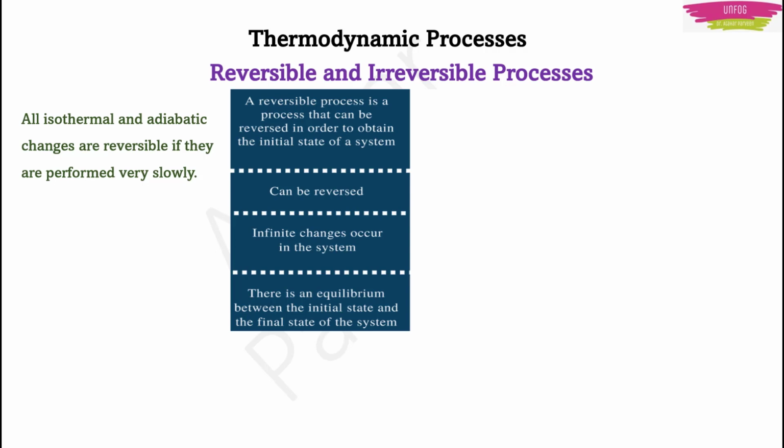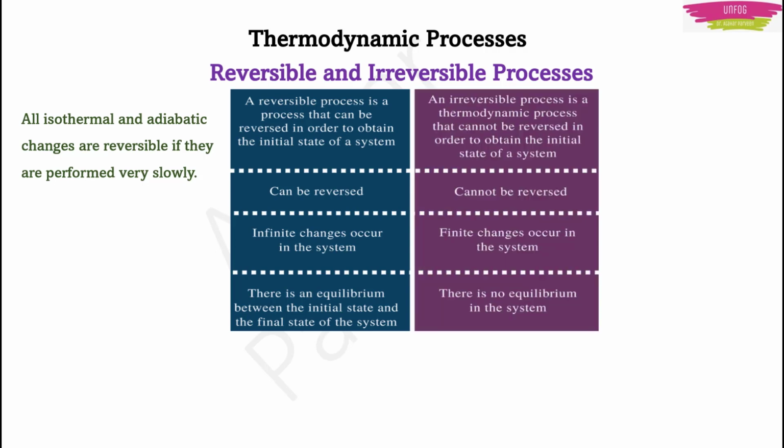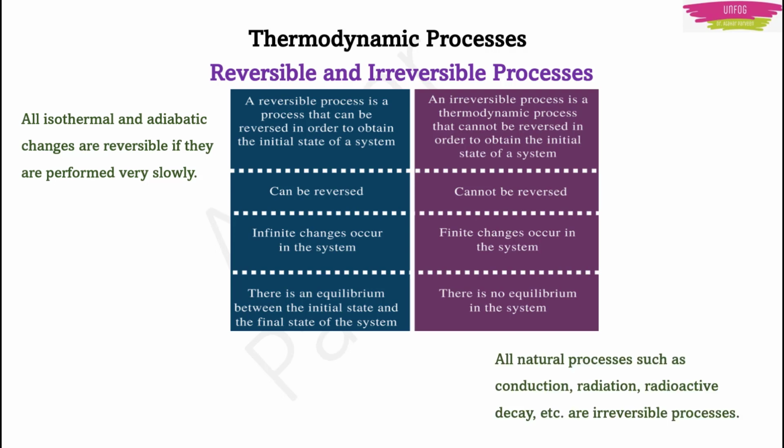Now in contrast to reversible process, what is irreversible process? Obviously it will be opposite, right? Irreversible process means it is a thermodynamic process that cannot be reversed in order to obtain the initial state of a system. And here only finite changes will occur. So though finite changes occur, you cannot achieve the initial state. And there will be no equilibrium in this system. For example, all natural processes such as conduction, radiation, radioactive decay, etc. They cannot be achieved again later, right?